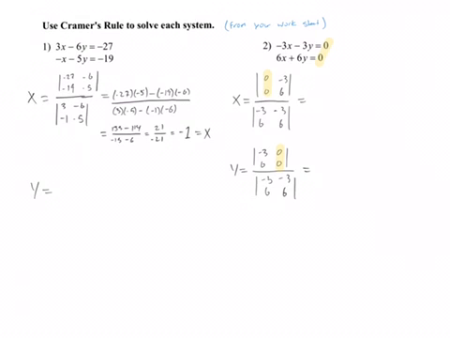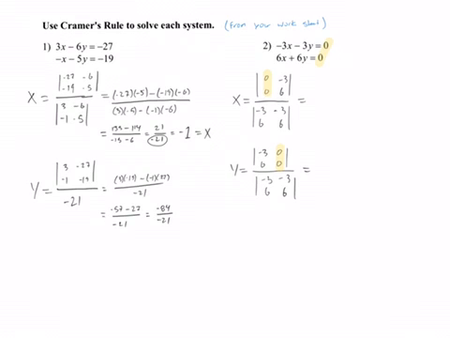My y value is going to be 3, -1, -27, -19 over, notice, we use the same denominator here, so I'm going to say -21 there. That's going to equal, same idea here, 3 times -19 minus -1 times -27. It comes to be -57 minus 27, so -84 over -21, which comes out to be +4. So my solution is the point where those two lines cross, when x is -1 and y is 4.